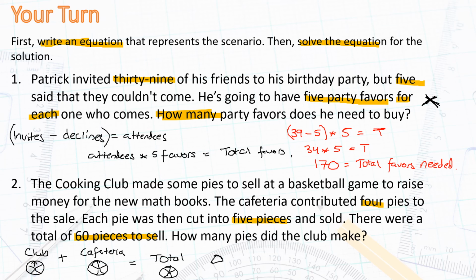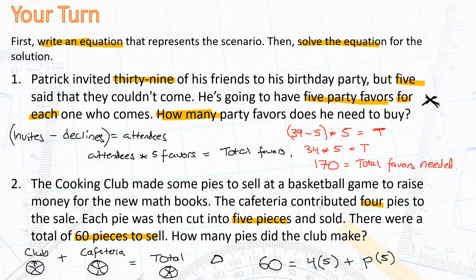So cooking club, we don't know how many they gave us. And cafeteria gave us 4 pies. And we had 60 pieces to sell. So 60 pieces equals, we've got the cafeteria did 4 pies times 5 pieces. And then the club did, we don't know how many pies, but each pie had 5 pieces. So we could do 5p or p times 5 to solve this.